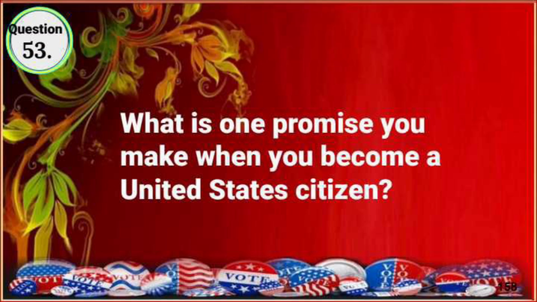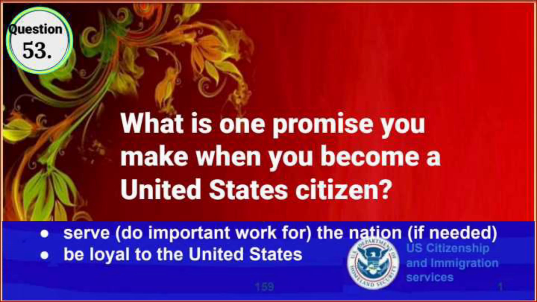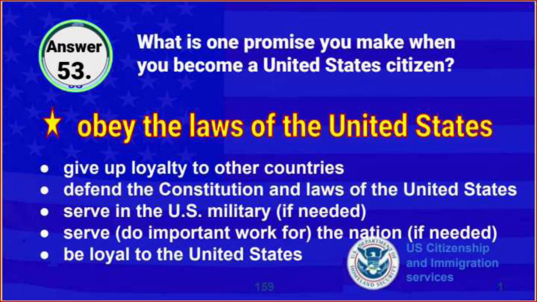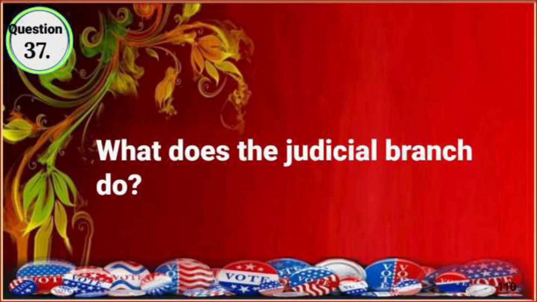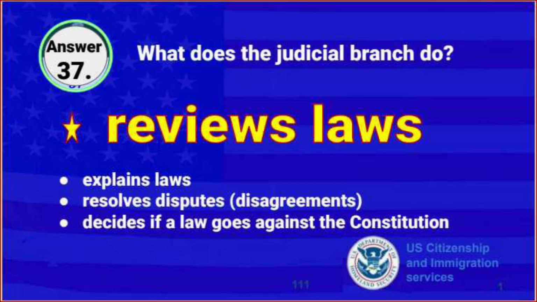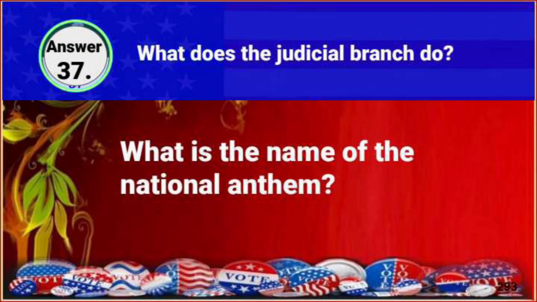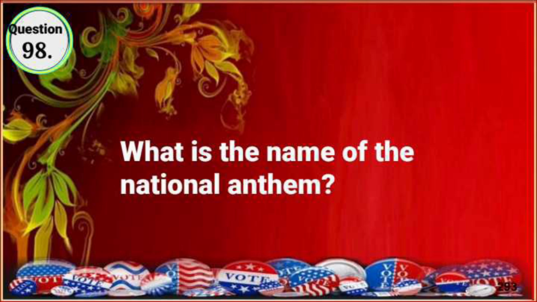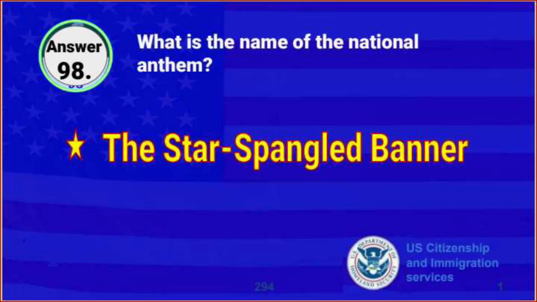What is one promise you make when you become a United States citizen? Obey the laws of the United States. What does the judicial branch do? Reviews laws. What is the name of the national anthem? The Star-Spangled Banner.